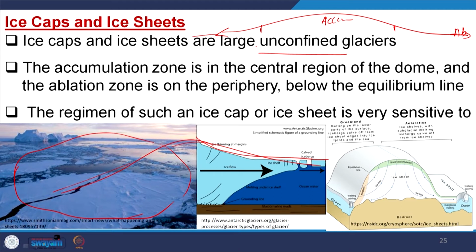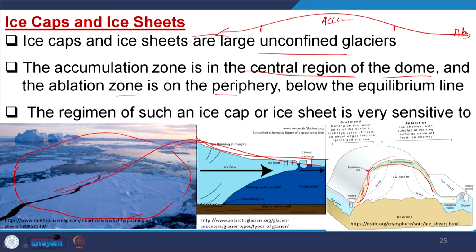So that means the accumulation zone is at the central region of this dome, and the ablation zone is at the periphery, below the equilibrium line. If you see here, this green color is the accumulation zone, and this side is the ablation zone, and here this is the equilibrium line. The regime of such an ice cap or ice sheet is very sensitive to temperature.